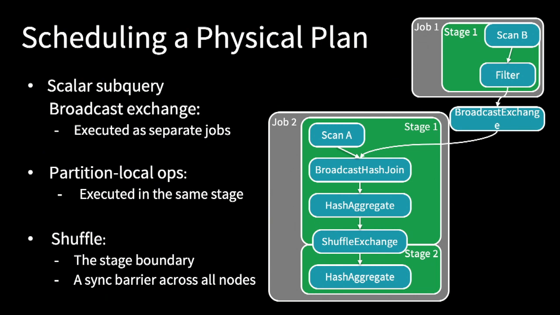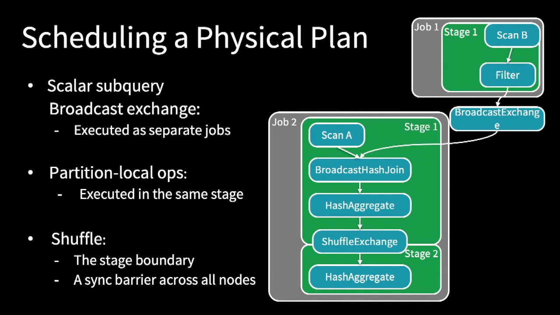First of all, Spark will see if there are any scalar subqueries, or what we call non-correlated subqueries, which usually appear in a WHERE clause. These subqueries will be executed as separate jobs. The same happens to broadcast exchange here, where the broadcast relation has to be propagated throughout the entire cluster.